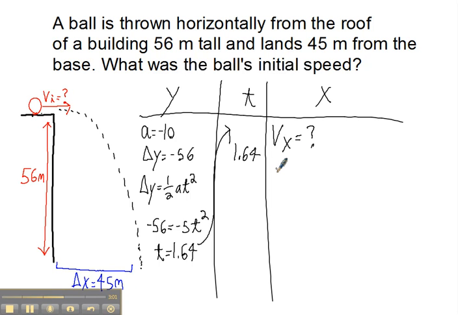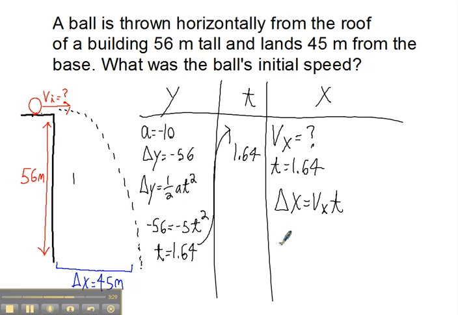All right, so we don't know Vx, but we do know that time equals 1.64. We stole that information from the y direction, so we just toss that in. We know that delta x is equal to velocity in the x times time, because in the x direction, the velocity is held constant. There's nothing pulling the ball left or right. Gravity is always pulling down, so your velocity in the x isn't changing. So we just use the constant velocity formula.